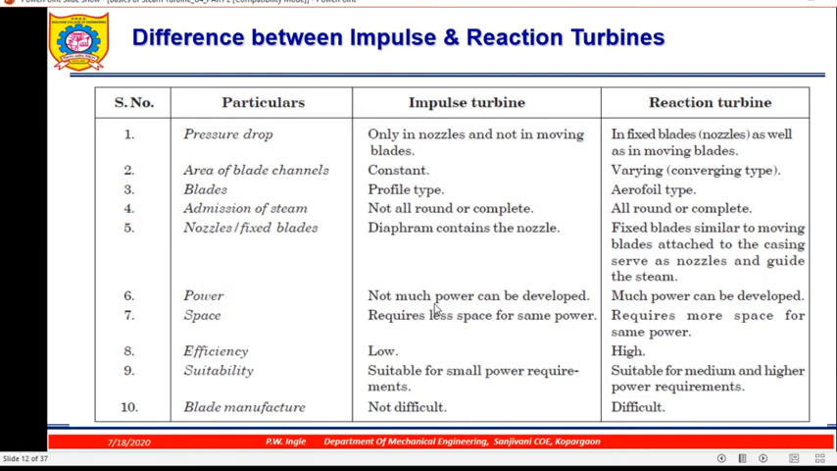Then power: not much power can be developed by an impulse turbine, so much power can be developed by a reaction turbine. Then an impulse turbine requires less space for the same power. A reaction turbine requires more space for the same power. Efficiency of an impulse turbine is low. Efficiency of a reaction turbine is high. Then impulse is suitable for small power generation. Reaction is suitable for medium or high power generation. And blade manufacturing is not difficult in impulse because the area is constant. Here in reaction the area is varying, therefore it is difficult.